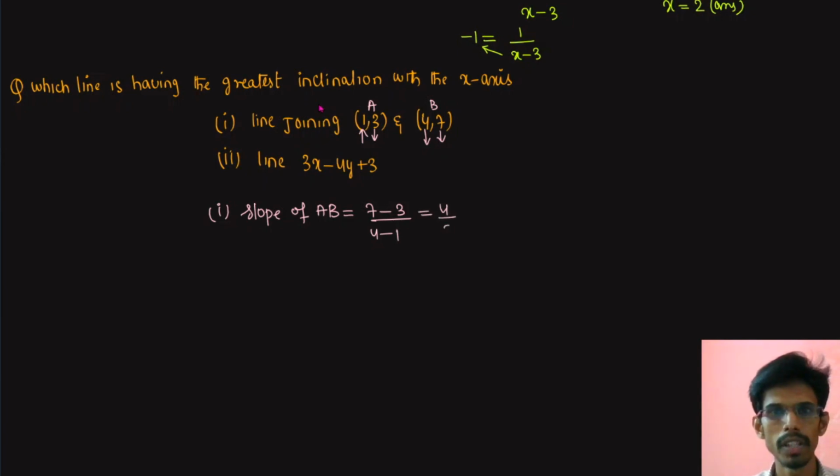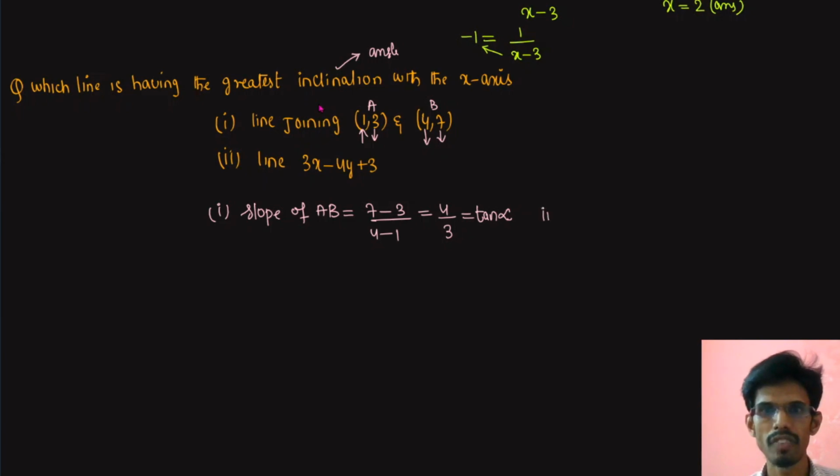4 minus 1 will be 3. Okay, we got slope as 4 by 3. He is asking about inclination. Inclination means angle. Angle means you have to take tan. So I am taking this as tan alpha, or we can take theta 1 also. So first slope we got 4 by 3.